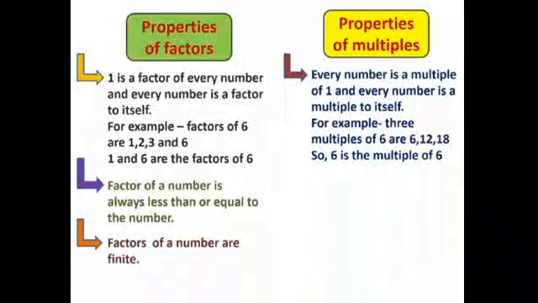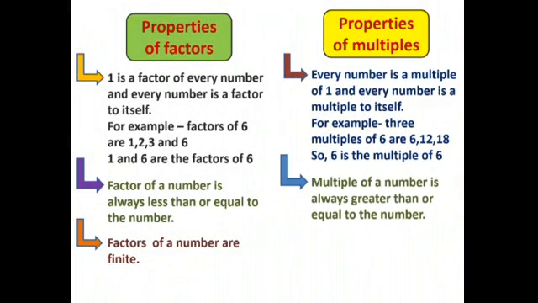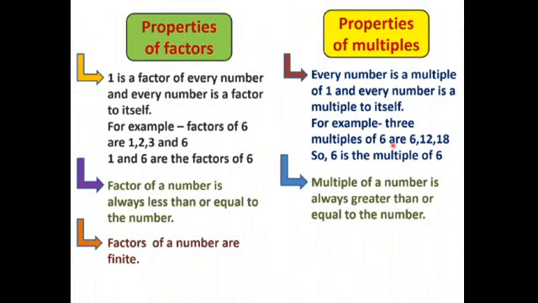So every number is a multiple of itself. The next property is a multiple of a number is always greater than or equal to the number. Here you can see the multiples of 6 are 6, 12 and 18. So here the multiples are greater. 12, 18 are greater than 6. So multiples of a number are always greater than or equal to the number, and 6 here is equal to 6.